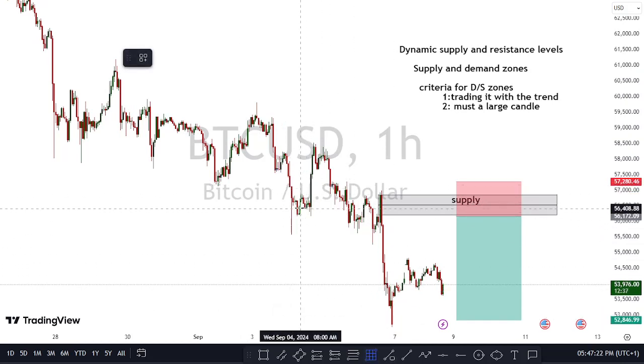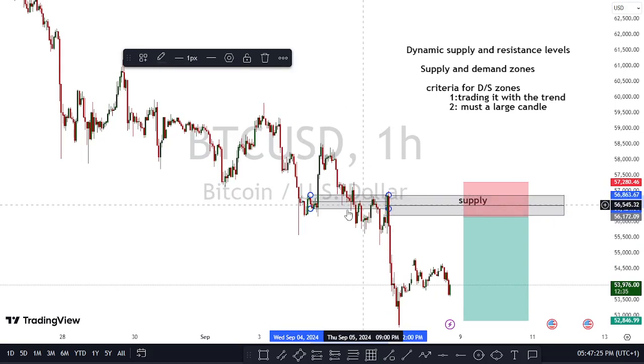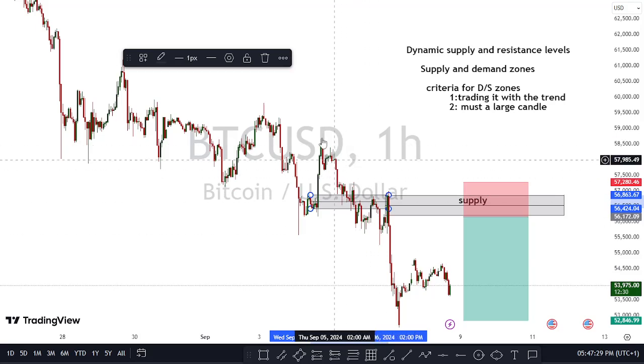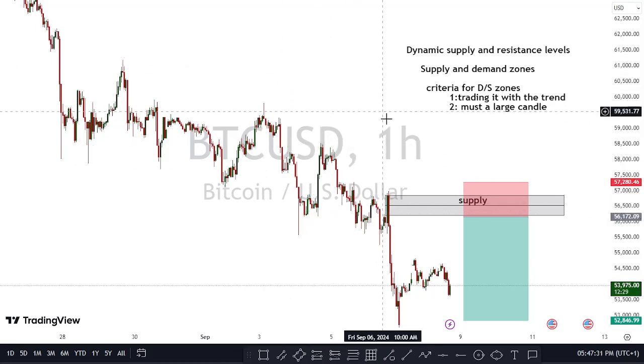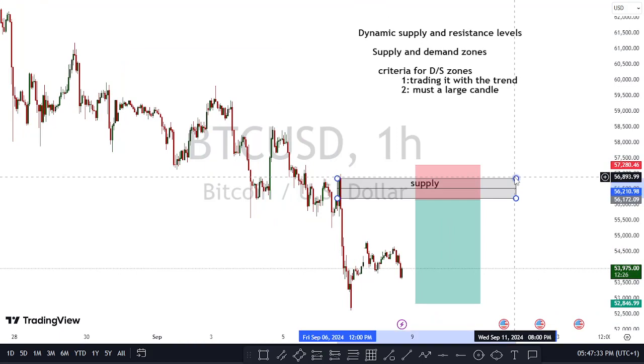Let me show you how I used to play around it. I'll mark it as a demand area. Like, oh, this is demand, so market will come here. We want to enter there, but it smashes through, because you're not trading with the trend, bro. Trading with the trend is where it mostly applies.